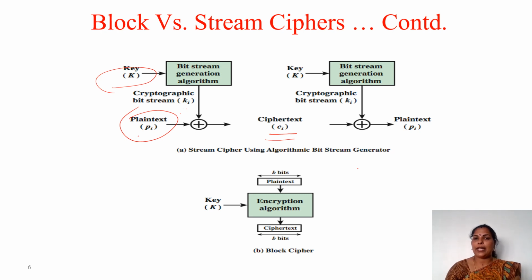The same is repeated here. The key stream is there and the ciphertext is there. We can extract the plain text out here. Then coming to the block cipher, we have to consider the entire plain text. That entire plain text is passed on to the encryption algorithm with the help of key k. We get the ciphertext of b bits. Whichever the size of the plain text, the same size of ciphertext we get. This is the difference between the stream cipher and block cipher.